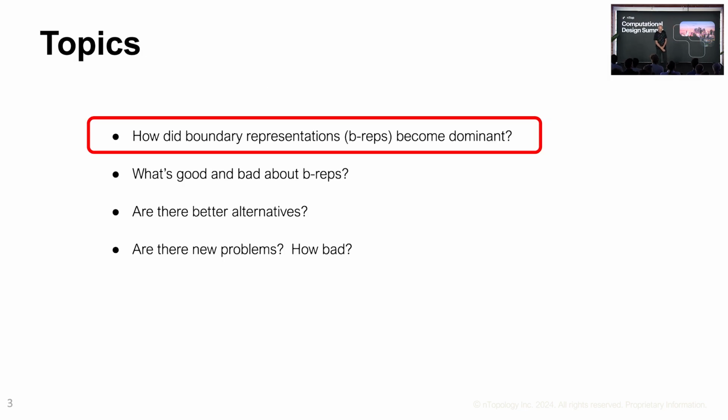Okay, so here's the topics for today. So we're going to talk about boundary representations, good, bad, alternatives, and so on. Just to make sure we all know what a boundary representation is, it's simple. It's a collection of faces forming the outside skin, the boundary of an object, and these faces are sewn together by so-called topology items, so we're all on the same page.